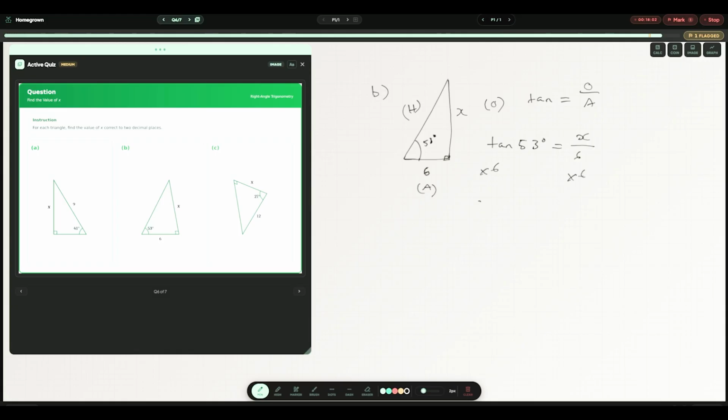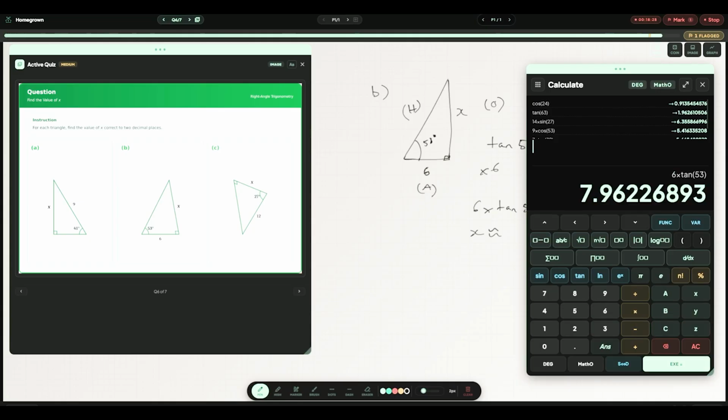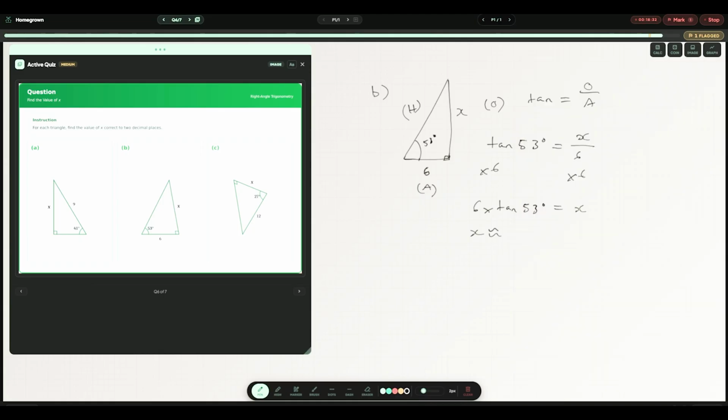That means we get 6 times tan of 53 degrees is equal to x, and that means x is approximately equal to, and we'll bring up our calculator. Our calculator is 6 times tan of 53, and hit execute, and we get 7.96.